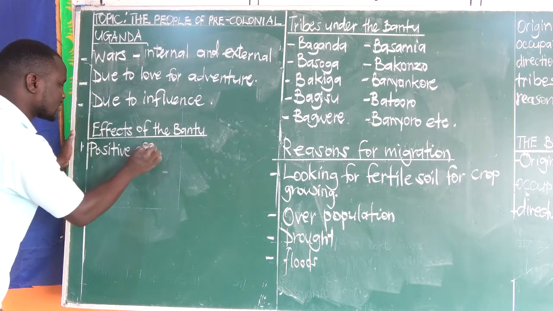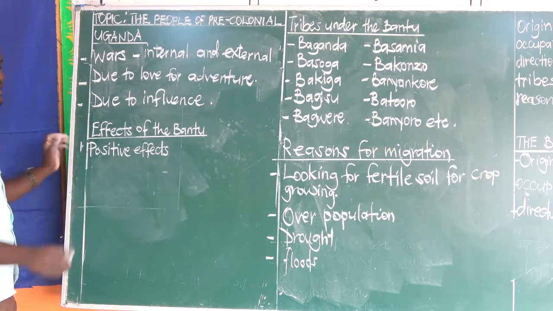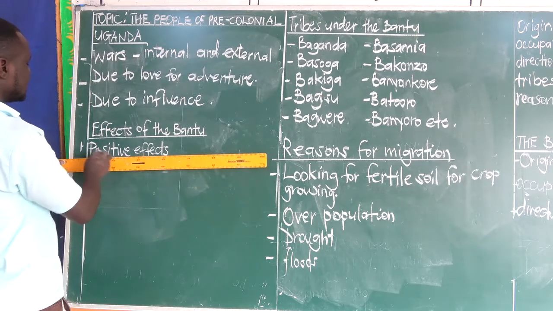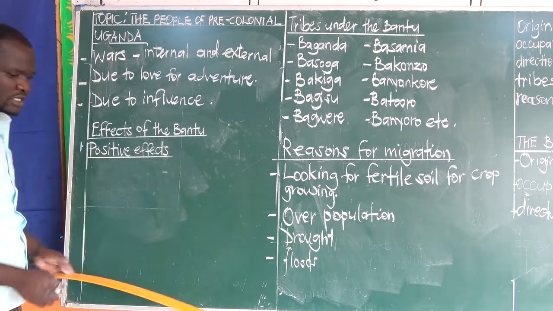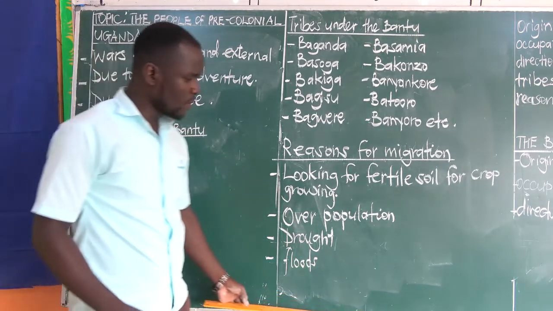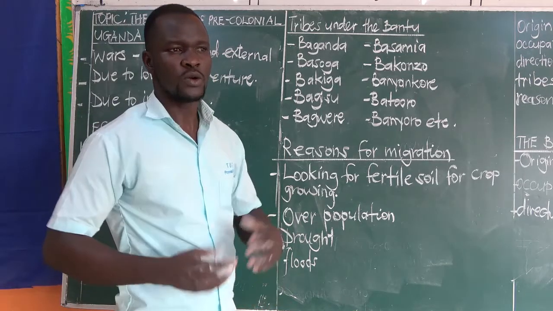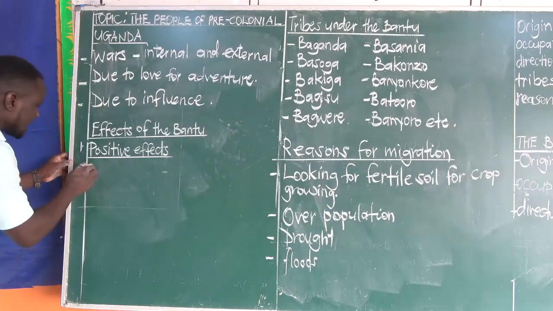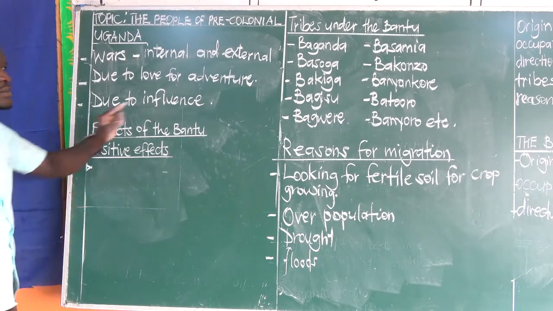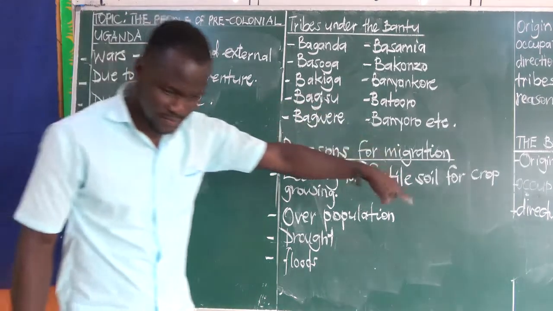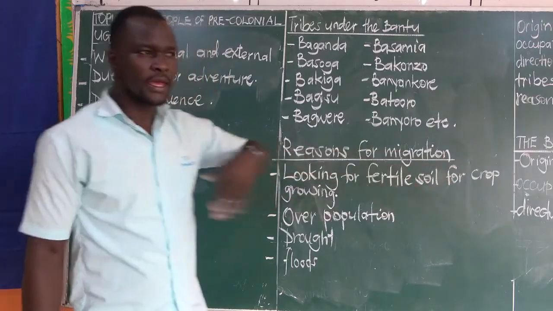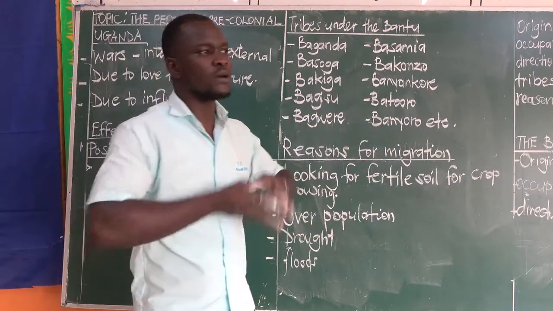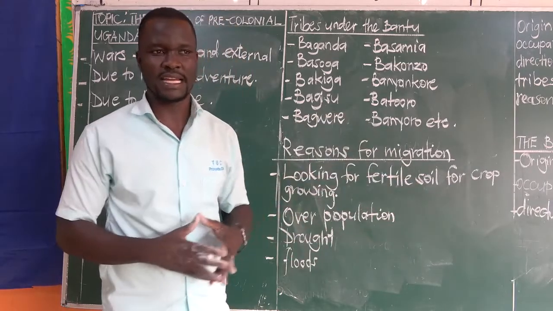Positive effects. Whereas the bad ones, obviously, we shall be calling them negative effects. Let's begin with positive effects, which means how was the coming of the Bantu good to the people of Uganda? So we shall be able to tell that since these Bantu were crop growers, crop farmers, it means that they had come with new crops that they wanted now to grow when they get those fertile areas.